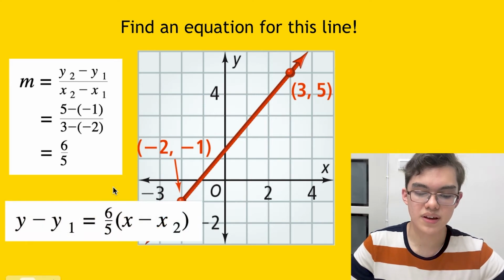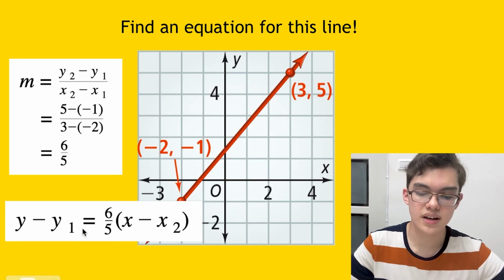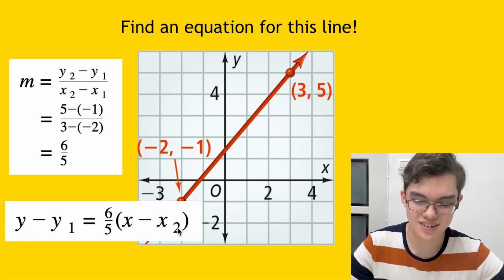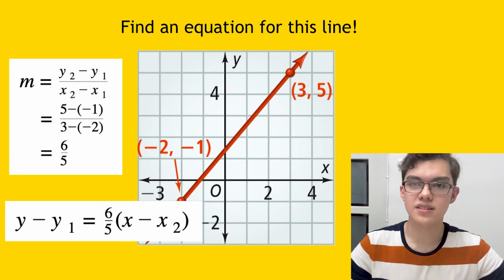And so this is what we have so far, if we do it in point slope form. So y minus y1, we don't know y1 yet, equals 6 over 5. That's our m, 6 over 5, parentheses x minus x2. That's supposed to be an x1, sorry. Just pretend it's an x1. Okay, good, so we have that.